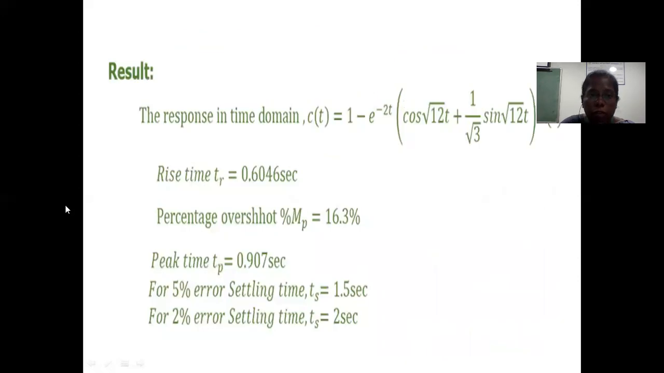So finally, we get our result: the time response is this one. First, we had to obtain the time response c of t. Then we calculated rise time, peak overshoot, peak time, and settling time for both the criteria, 5% as well as 2%.